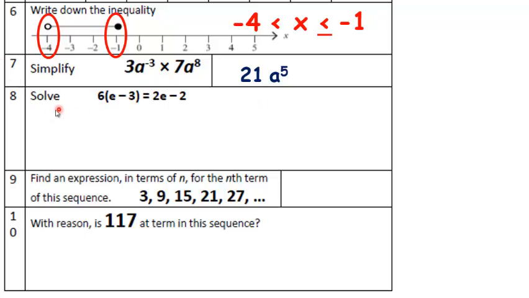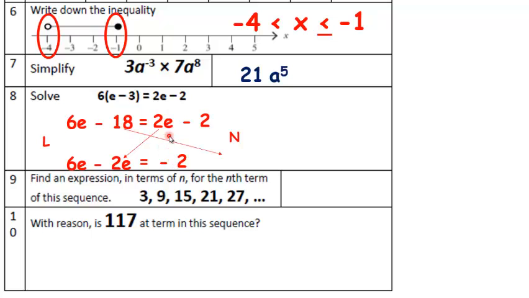Question 8, I need to multiply the brackets. That's 6e minus 18 is equal to 2e minus 2. I need to bring all the letters on one side, all the numbers on the other. So I'll have 6e, bring the 2e across, and that's going to become minus 2e. And the minus 2 is going to stay put. That minus 18 is going to come across to become positive 18. I'll just tidy up each side because we're almost there. 6e take away 2e is 4e. Minus 2 plus 18 is 16. You can see the answer coming. I need to divide by 4, and 16 divided by 4 is 4. So e is equal to 4.